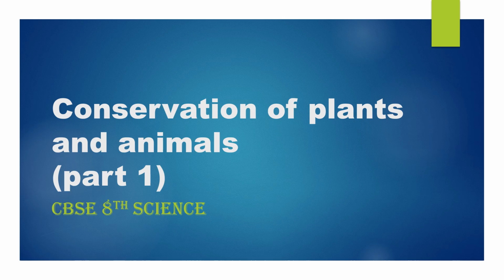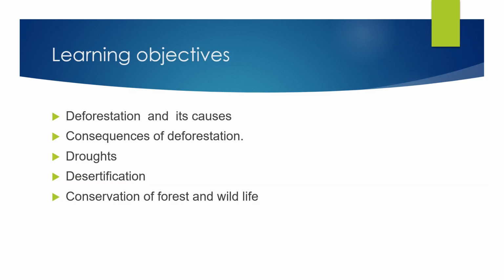Today we are back with a new episode, your fifth lesson, conservation of plants and animals. Okay, so let's get started. So what are today's learning objectives? Today we are going to learn about what deforestation is and what its causes are. We will learn about the consequences of deforestation, droughts, how droughts are caused, desertification and conservation of forests and wildlife, right?